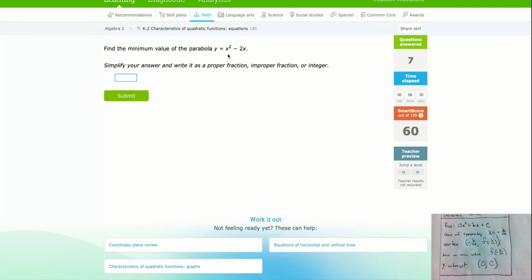I'm going to plug in a 1 to find the minimum value. 1 squared is 1. Minus 2 times 1 is 2. 1 minus 2 is negative 1. The minimum value is negative 1.